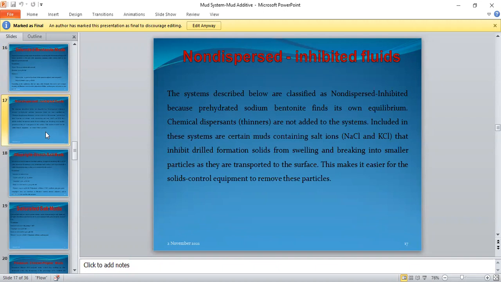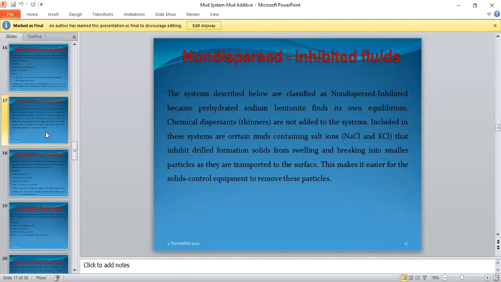Non-dispersed inhibited fluids. The systems described below are classified as non-dispersed inhibited fluids. We're looking at non-dispersed inhibited. Inhibited means that they have salt. They have things that will take care of the swelling of the clay or the formation. Because prehydrated sodium bentonite finds its own equilibrium. Now, when they say it finds its own equilibrium, it will continue to take water until it gets to a point where it cannot swell again.